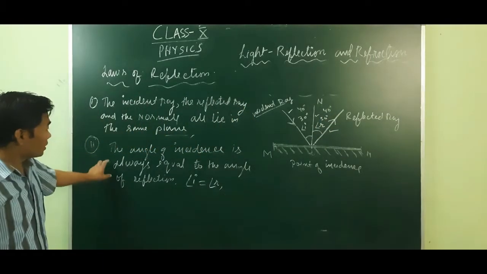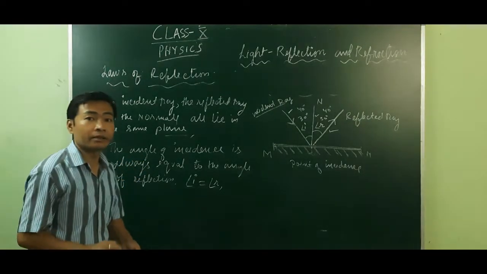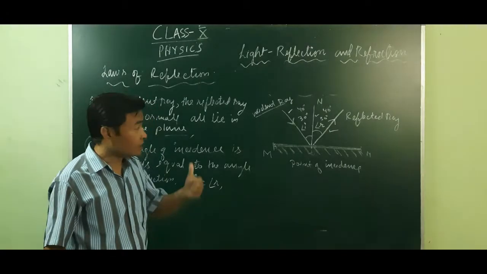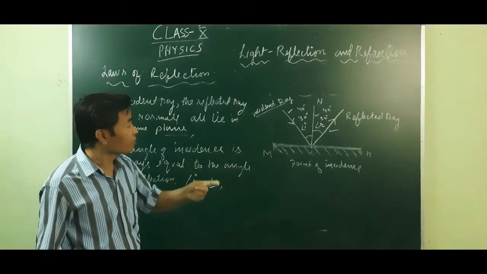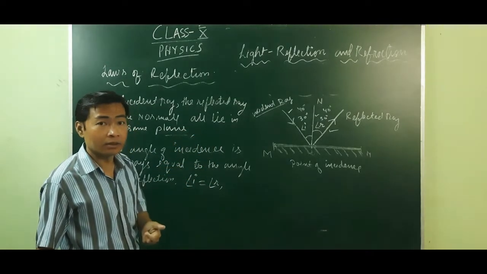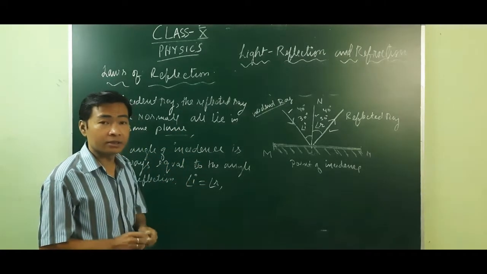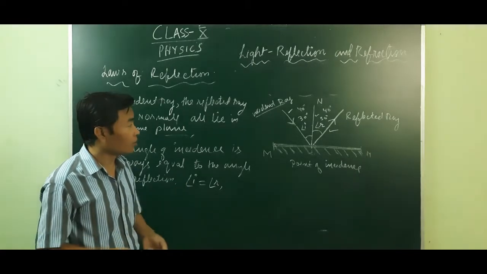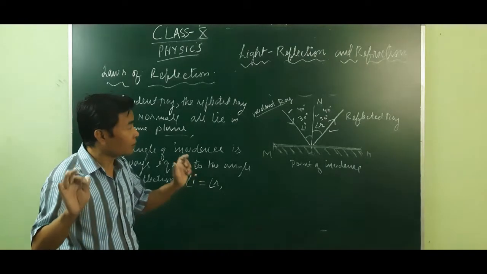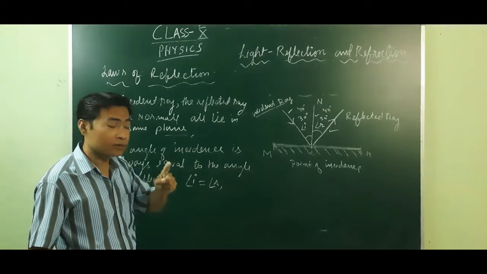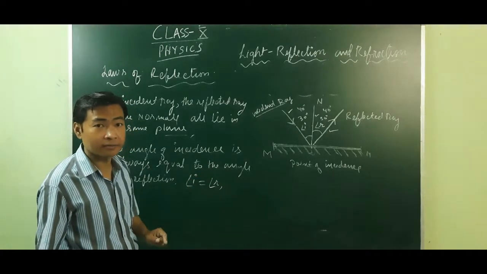So the second law says the angle of incidence is always equal to the angle of reflection, irrespective of the type of reflection. Just a minute before, we studied the two types of reflection, regular and irregular. These two laws are followed by the light ray, whether it is regular or irregular reflection, or a concave mirror, convex mirror, or plane mirror. Irrespective of the type of reflection, light will always follow these rules. It is valid for all types of reflection.